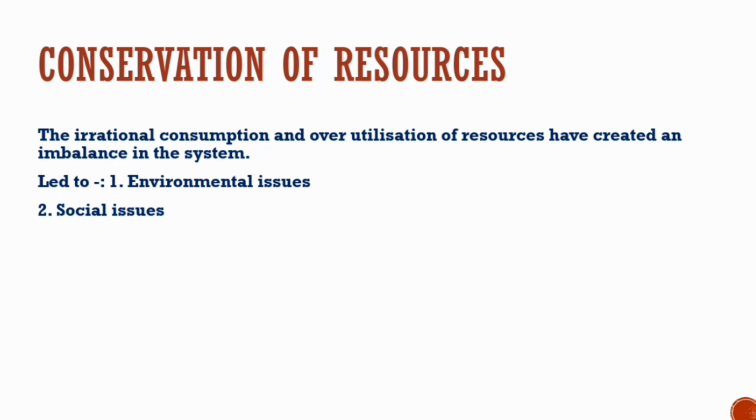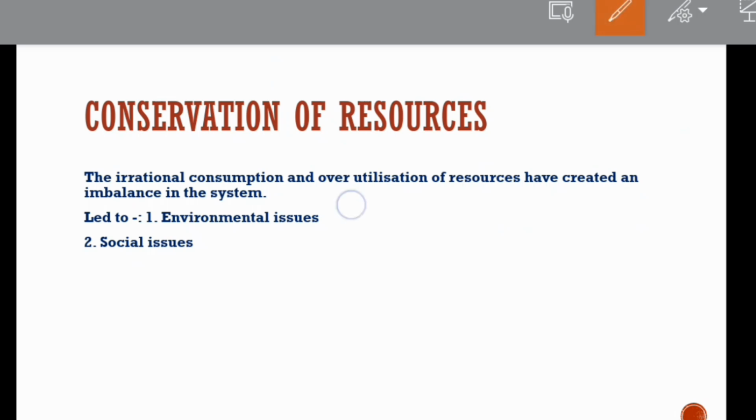Now, conservation of resources. Why do we need to conserve resources? There are ample resources around you, but why do we need to conserve them? Because resources are limited. We have limited resources around us and we have unlimited wants. So, we have to use those very limited resources judiciously. There are two major reasons: first is irrational consumption, and second is overutilization.